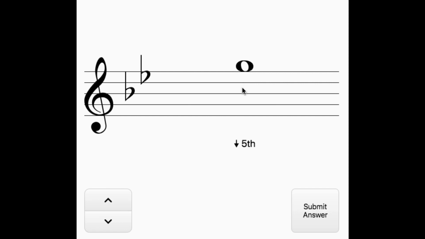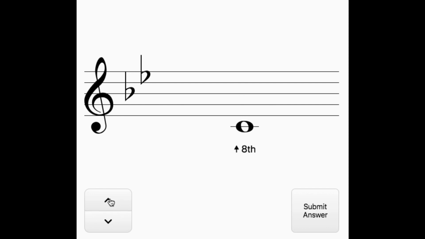I think this C here, I'm going to click on it. I think that is a fifth below. I'm going to submit the answer. All right, I was correct. Now I'm looking for an eighth above, ascending eighth, eighth above.